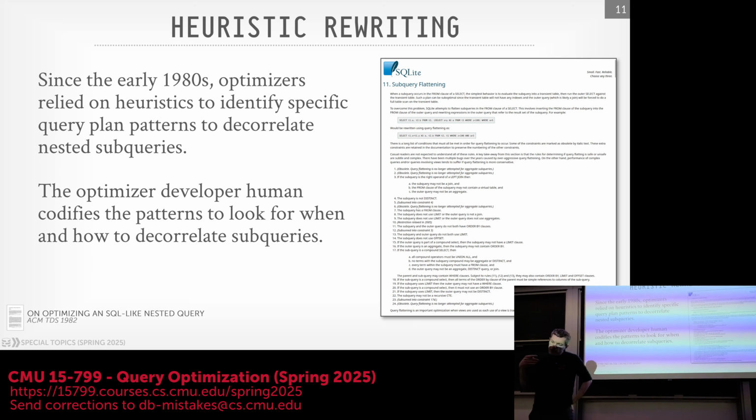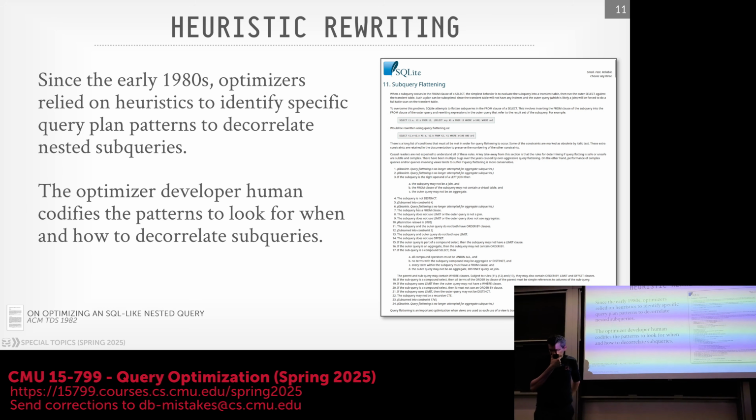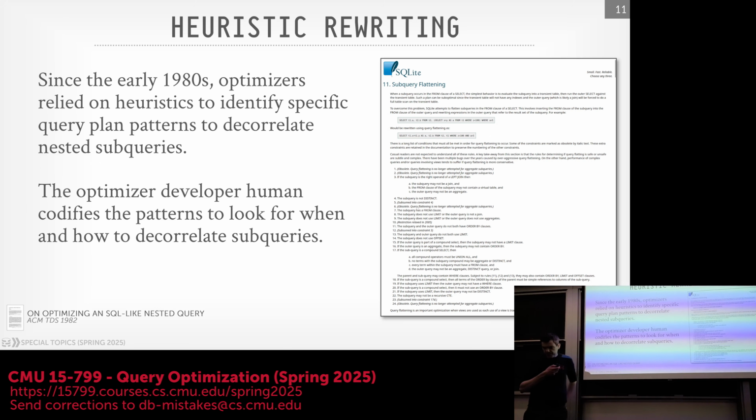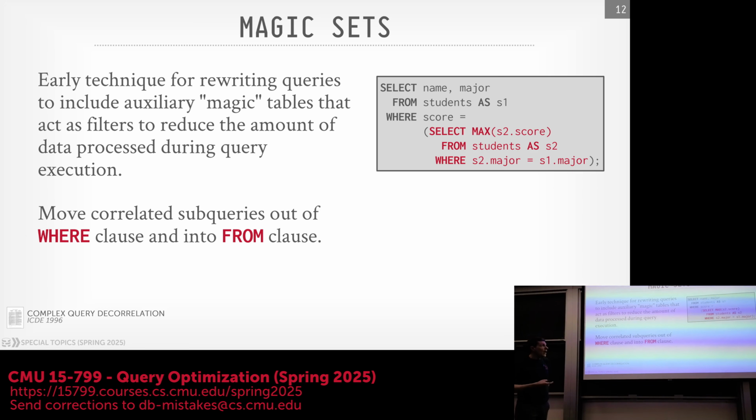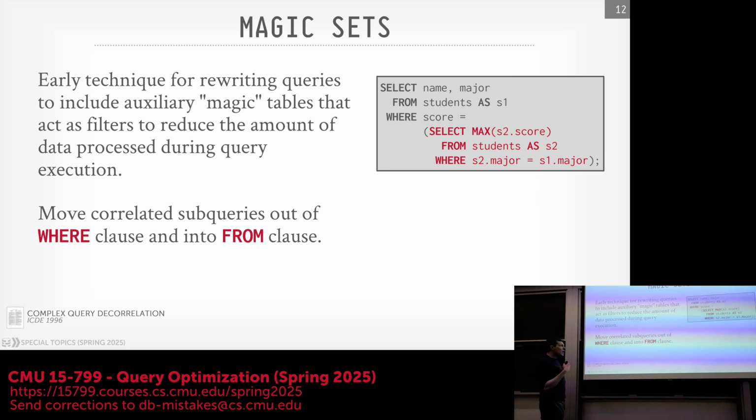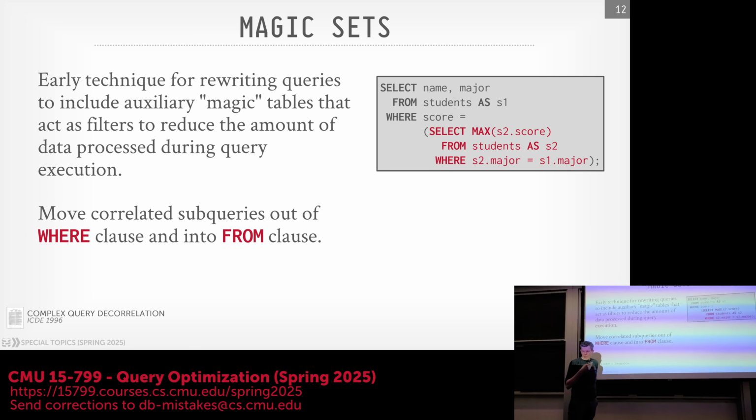So, heuristic rules. There were a bunch of approaches in the 1980s, 1990s. In the early 90s, there was a technique called magic sets. I don't think this paper mentions it, but sometimes in some of the rewrite papers for nested queries, they'll mention, oh yeah, you can do this with magic sets.